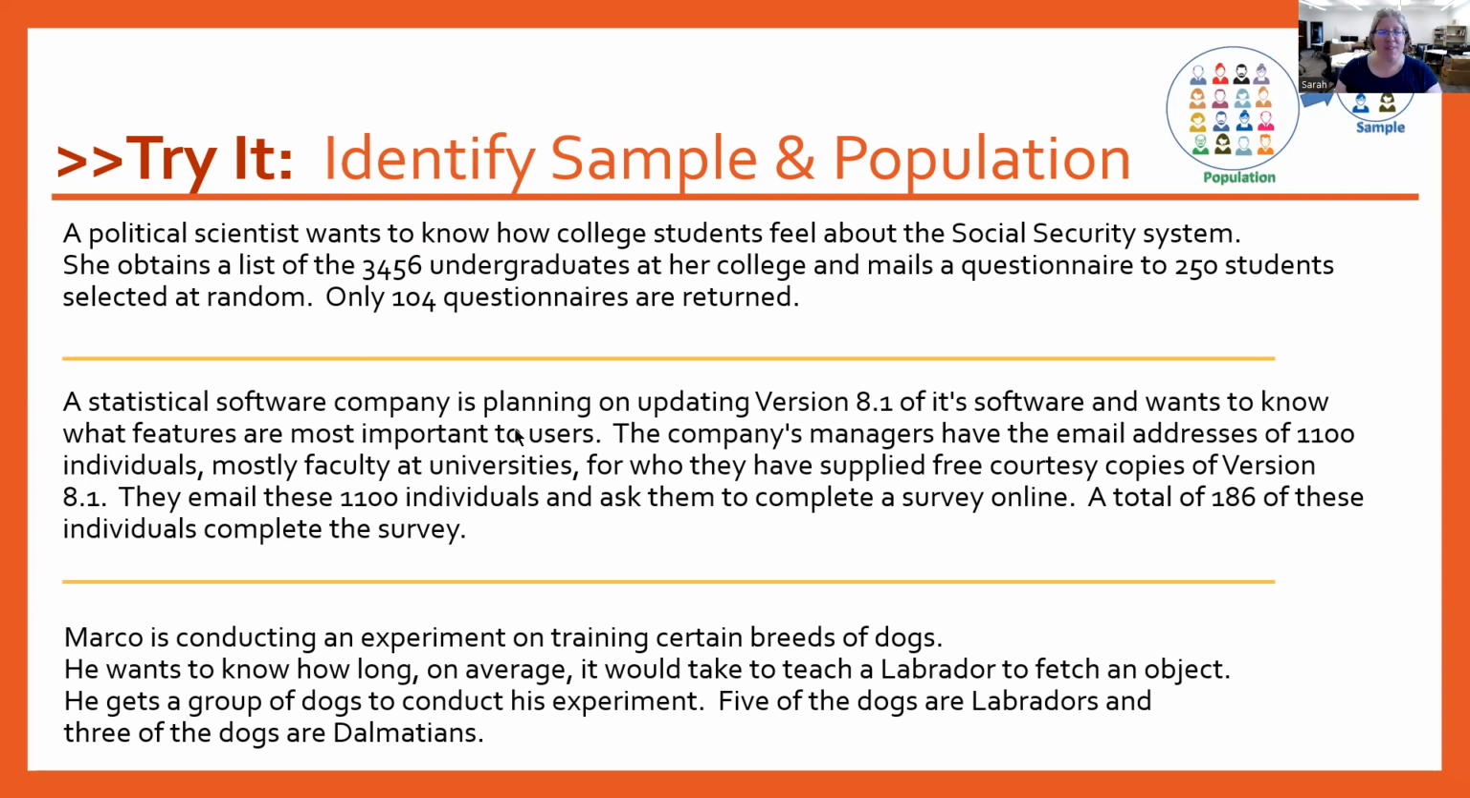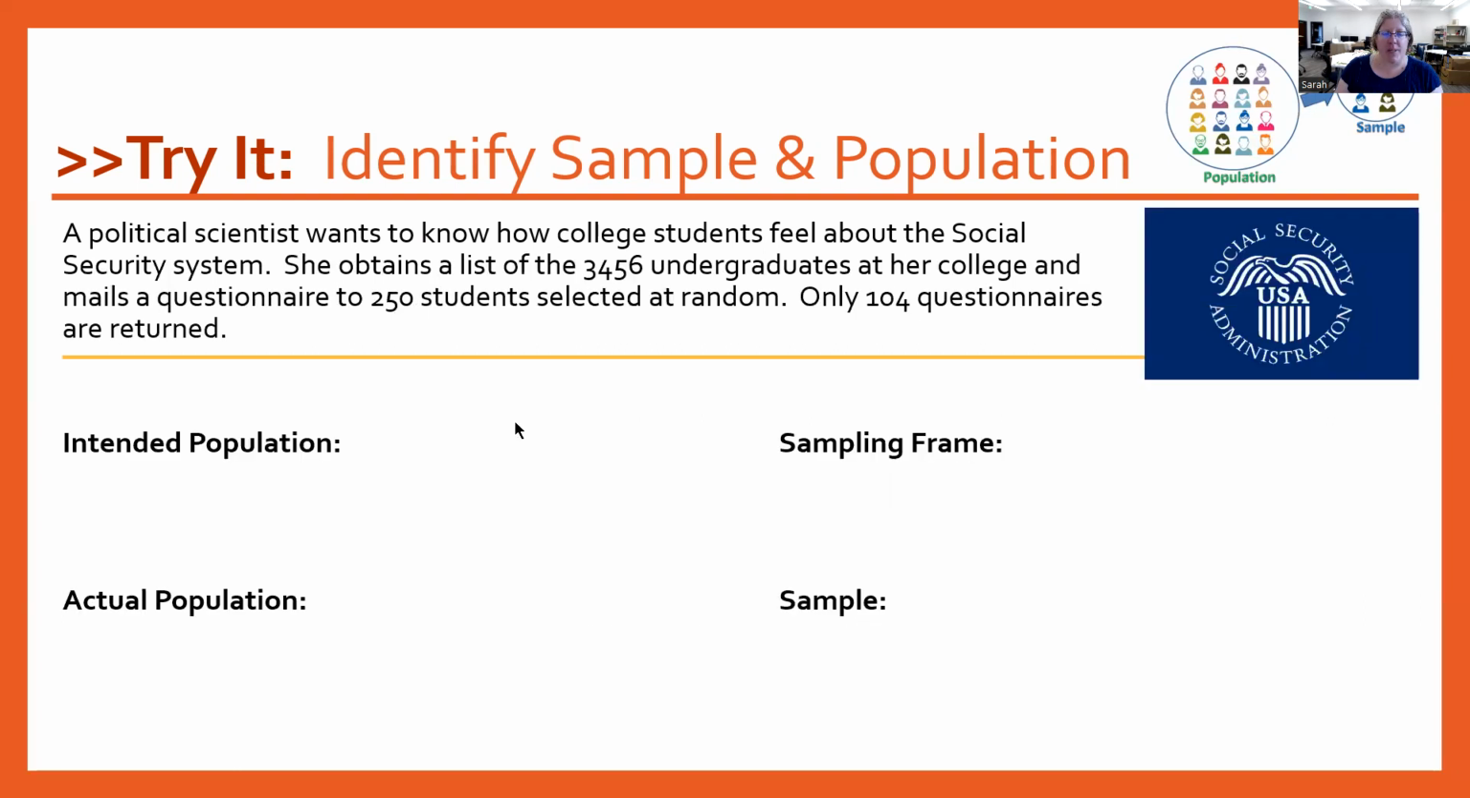Okay, so hopefully you gave that a try. Let's look at this first one. A political scientist wants to know how college students feel about the Social Security system. She obtains a list of 3,456 undergrads at her college and mails the questionnaire to 250 students selected at random. Only 104 questionnaires are returned.